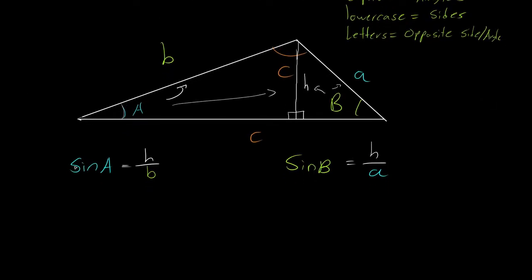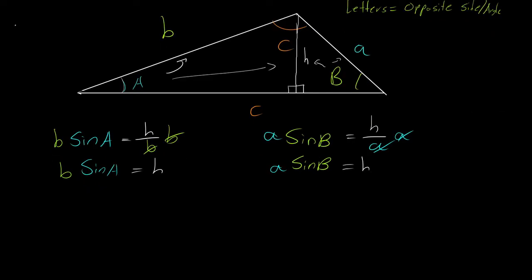On the left side here, let's multiply both sides by b and see what happens. So we get b sine A is equal to h. And on the right here, let's multiply both sides by a. These two cancel out, and we end up getting a sine B is equal to h.